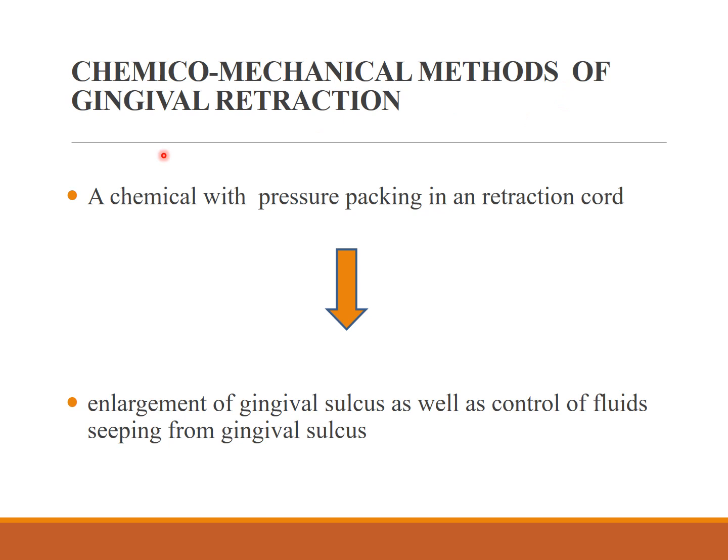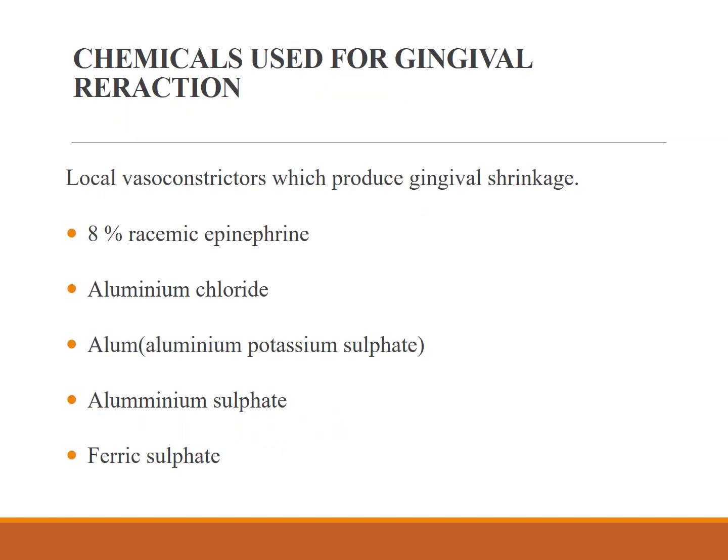Chemical mechanical methods of gingival retraction. A chemical is used with pressure packing in the retraction cord, so we dip the cord into a chemical. That is a chemical mechanical method which results in enlargement of the gingival sulcus as well as control of fluid seeping from the gingival sulcus. The chemicals basically used are local vasoconstrictors, which shrink the gingival tissues a little bit. Examples are epinephrine, aluminum chloride, aluminum sulfate, ferric sulfate.